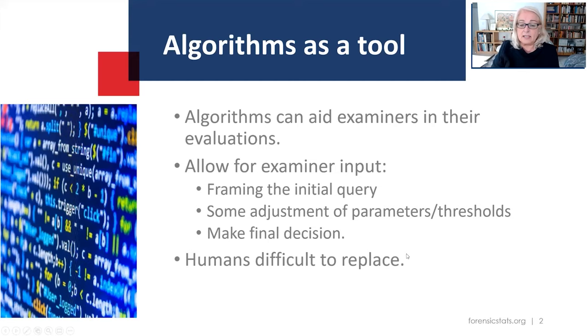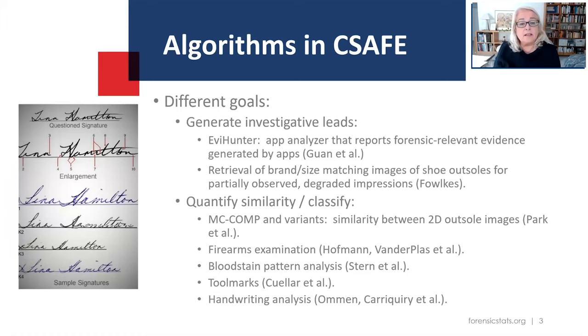But again, humans are very difficult to replace. Some tasks that humans find very easy, algorithms find very difficult, and the other way around. So this is supposed to be a happy collaboration between the human and the computer in order to make better decisions. So the algorithms that we're developing in CSAFE have different goals. Some of them are, and this is a little arbitrary on my part, but I am going to try and classify them into those that generate investigative leads or that help investigators think about what they should be focusing on, and those that are meant to quantify similarity between items or classify items, pairs of items into same class, different class, or what have you.